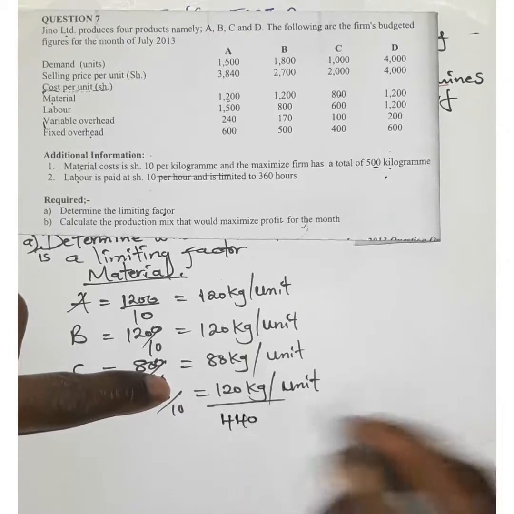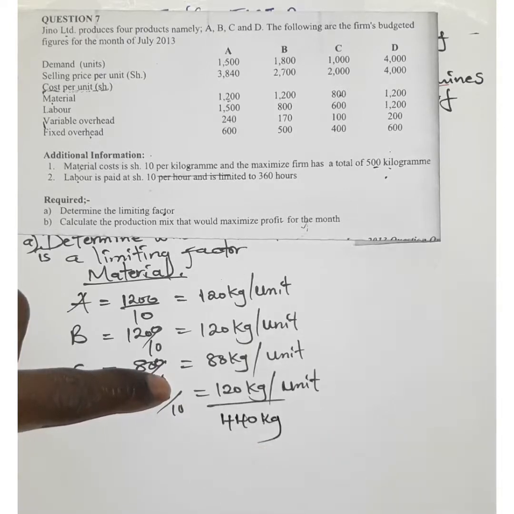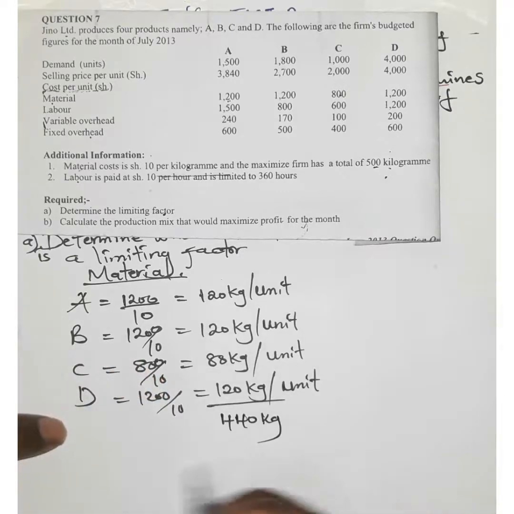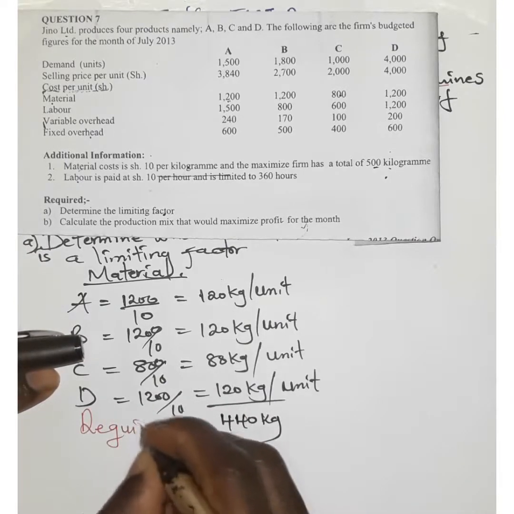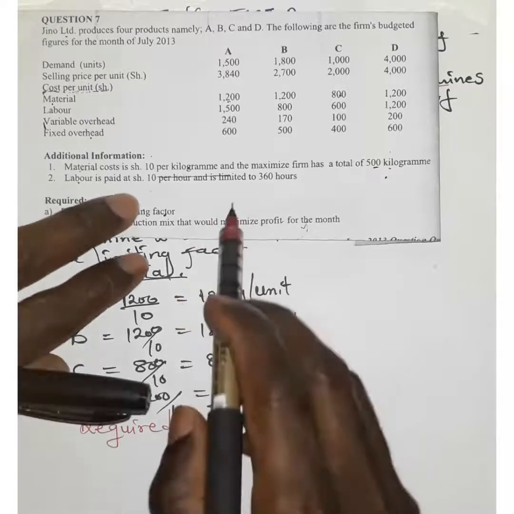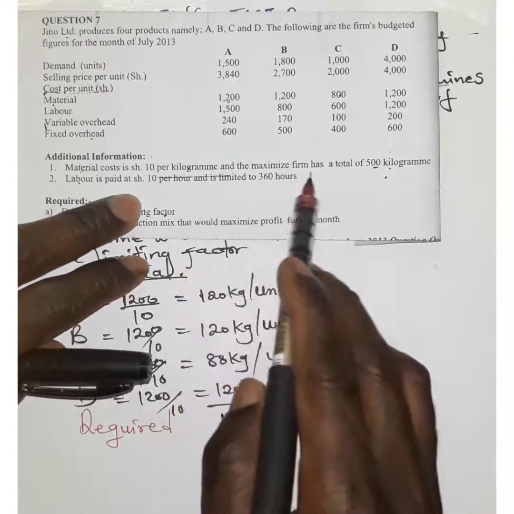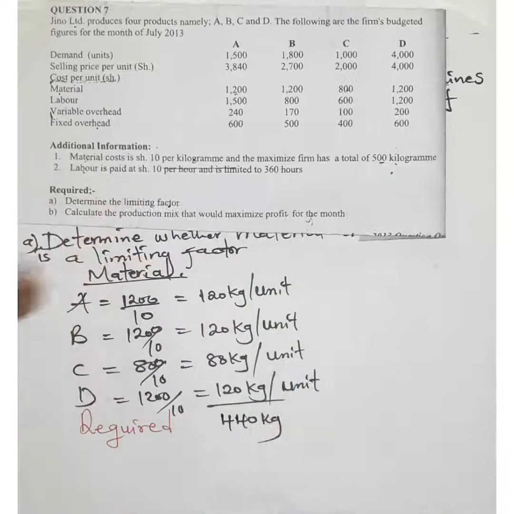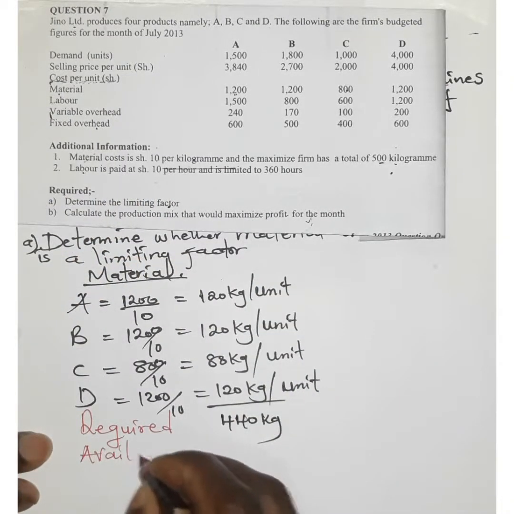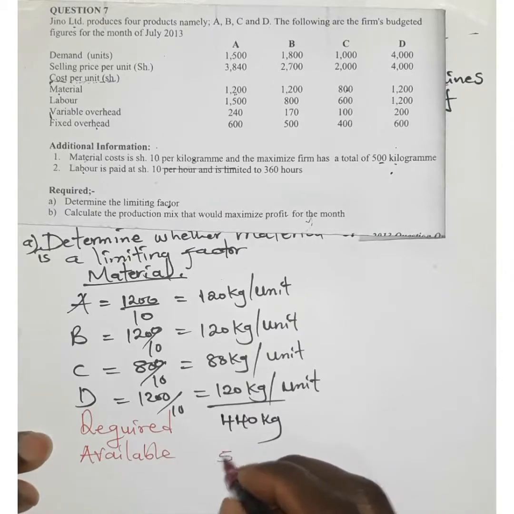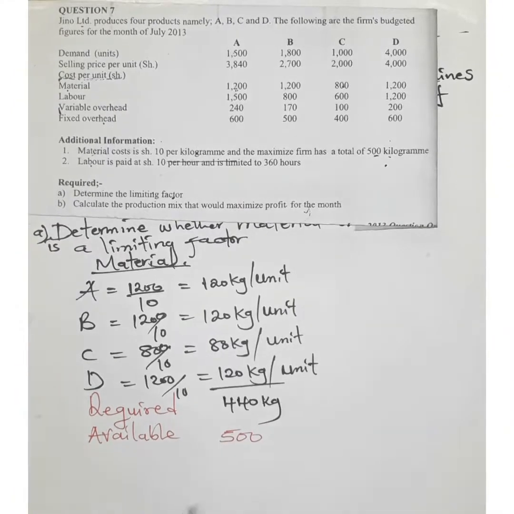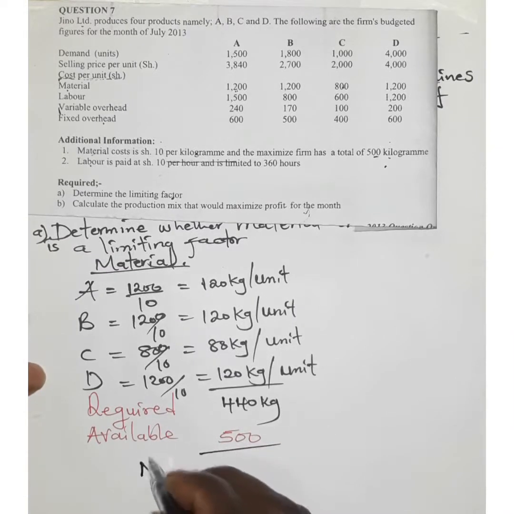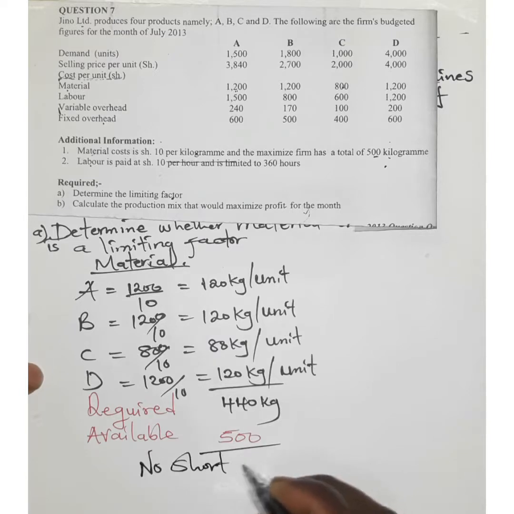The required kilograms is 440. But you're told that the total available material is 500 kilograms. So we find that what we require is less than what is available. In other words, there is no shortfall.